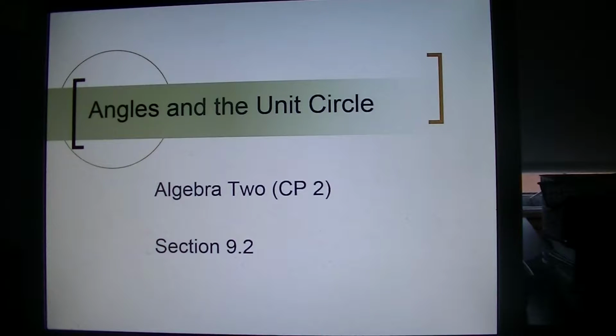I think this is backwards. Okay. So you learned about angles in geometry, but we need to talk about angles in a little more general sense. There are types of angles you never dealt with.